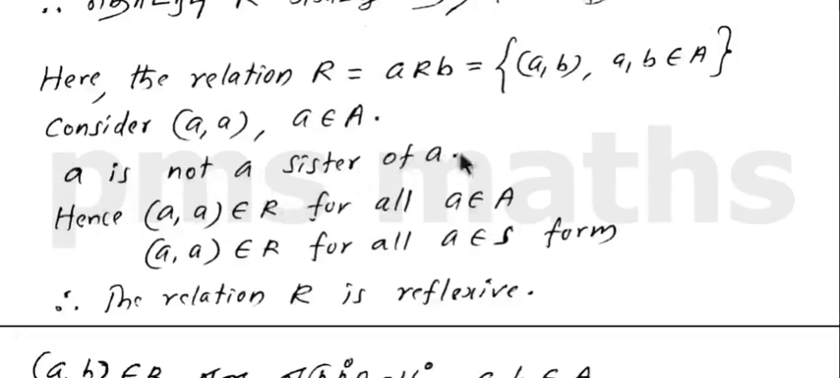Here we can write (a, a) belongs to R. This condition is given in our question: the first one is not a sister of the second one. That condition is satisfied here. Therefore, we can write (a, a) belongs to R for all a belongs to A, where A is the set of all female members in a family, that is, (a, a) belongs to R for all a belongs to S, where S is a general set. This is the condition for a reflexive relation. This condition is satisfied. Therefore, we can write the relation R is reflexive.